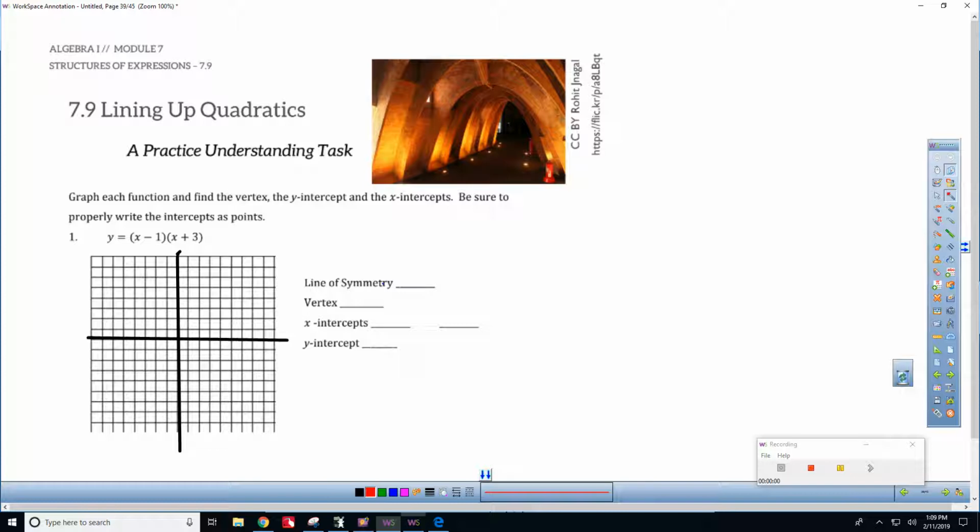We're getting a new start on 7.9. I didn't like how that got started. Okay? This is good stuff. We're going to talk about how to pull important information out of different types of equations.